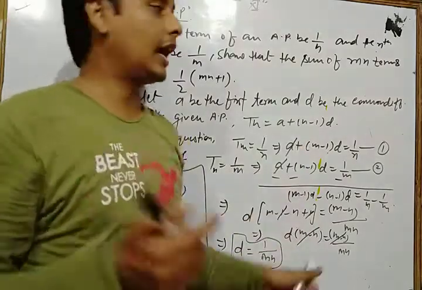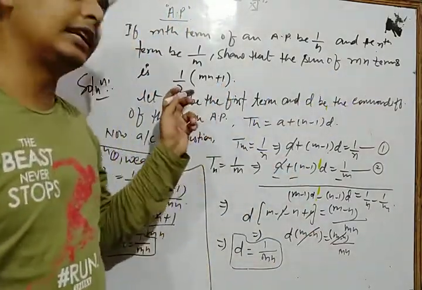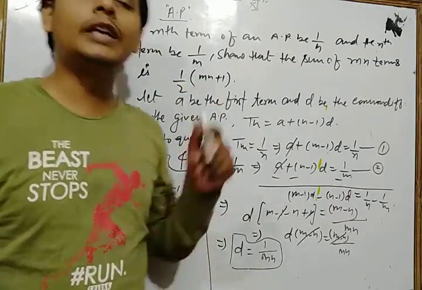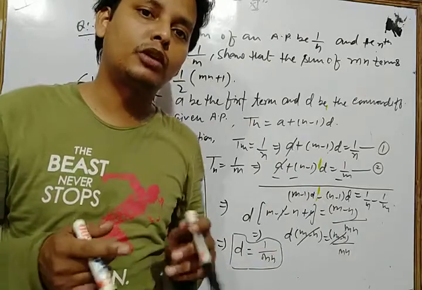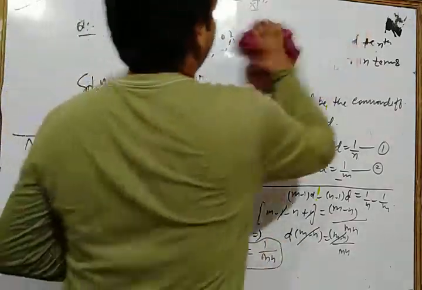Now dear student, according to the question, we have to show that the sum of mn terms is 1 upon 2 (mn plus 1). Now we use the formula for the sum of n terms of an AP. Let's see.